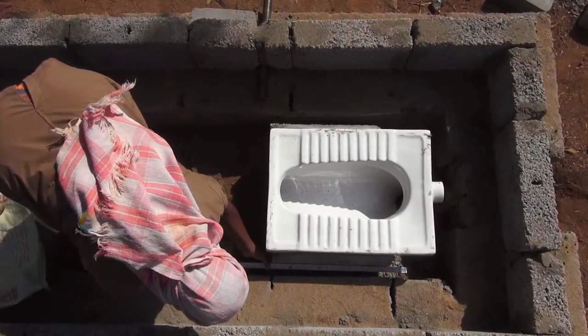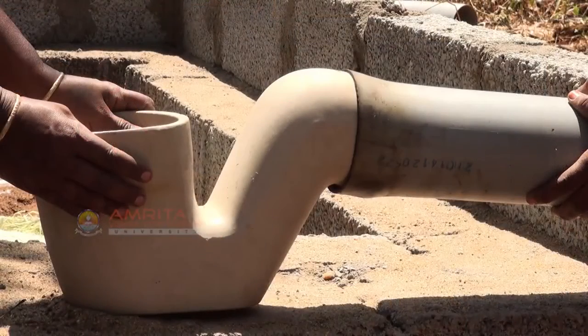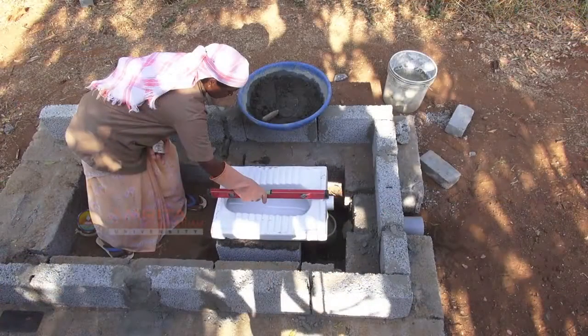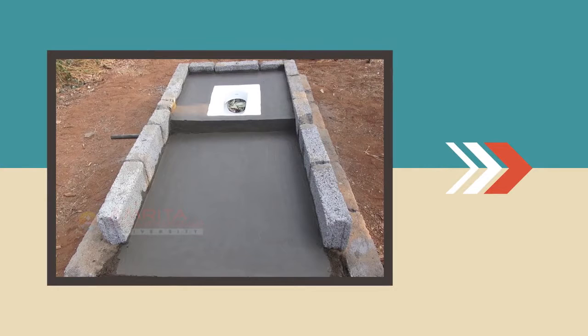With that, we have come to the end of this session. In this session, we have learned to install the P-trap and position the toilet pan. In the next session, we will learn to floor the toilet and bathing area.